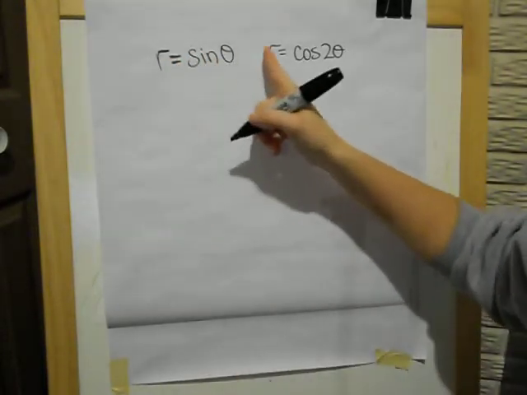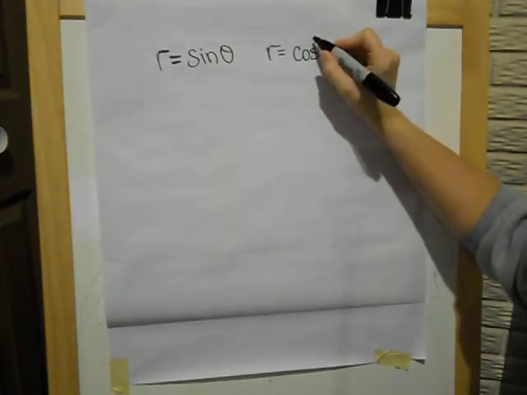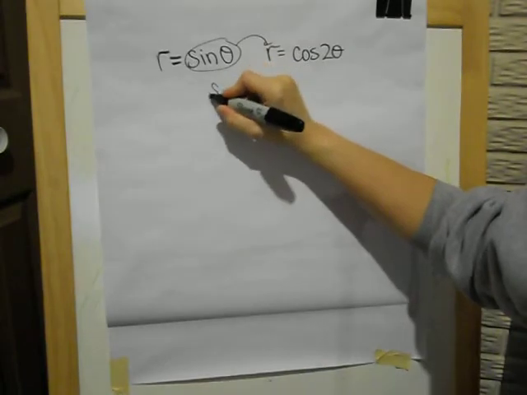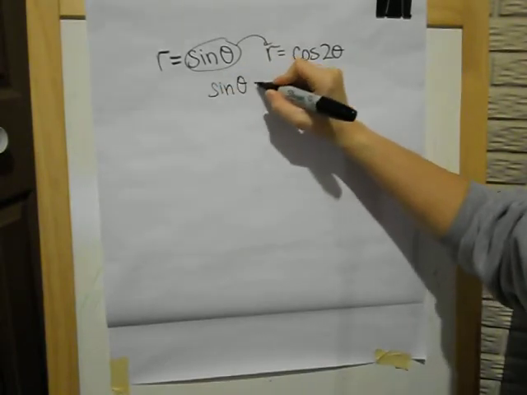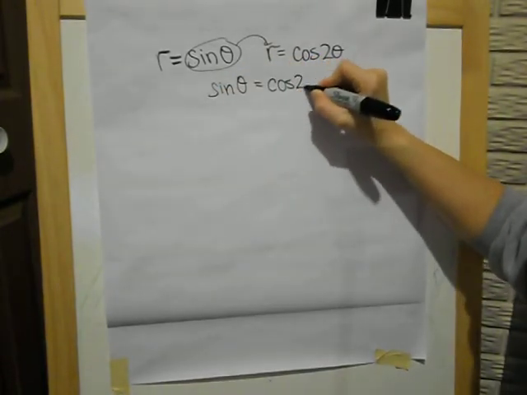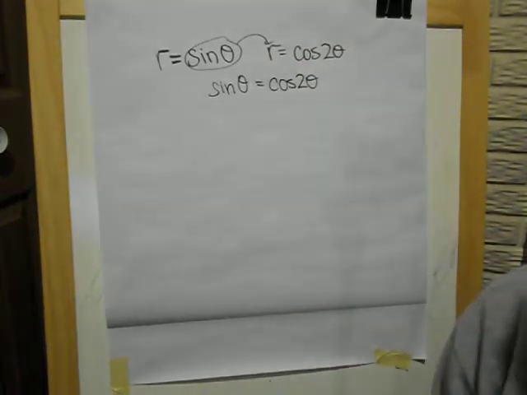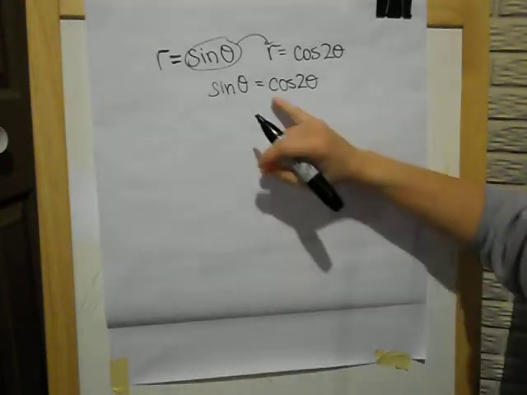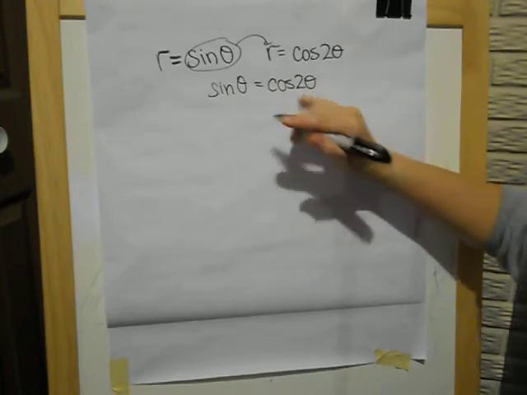Since these are both r equals, I'm going to substitute this in for r into the other equation. So we end up with the trig equation sine theta equals the cosine of 2 theta. Now one of the reasons why we spent some time in the trig unit on solving trig equations is because that's exactly what we need to be able to do here. In this case, we're going to be using a trig identity for the cosine of 2 theta.